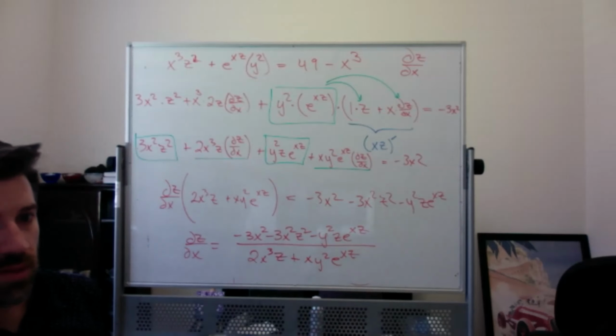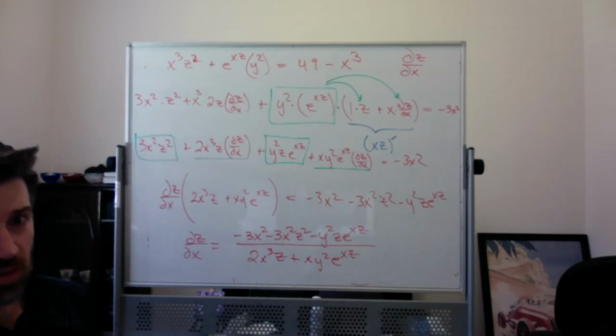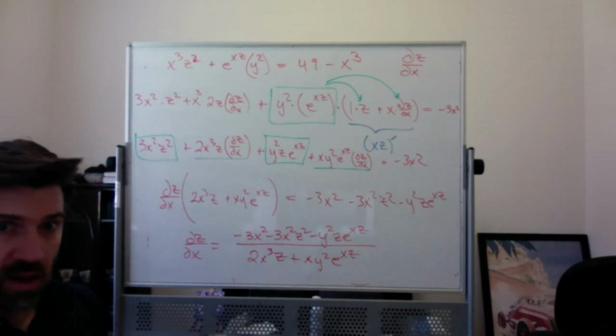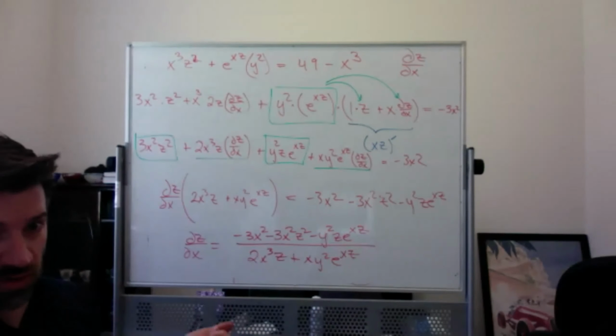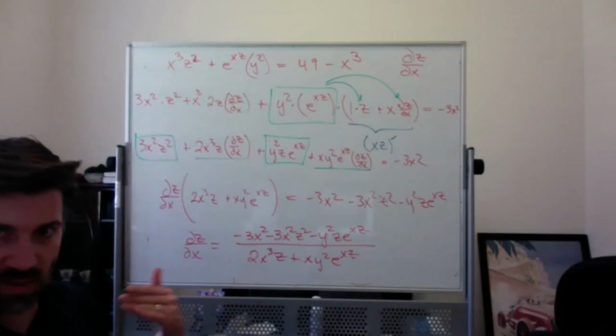So just remember that when you're doing these, if you're differentiating with respect to x, you're still treating y like a constant, but you're also treating z like a function of x. So whenever you differentiate something with z in it, you always end up having to multiply by z prime or del z del x, whatever you want to call it.